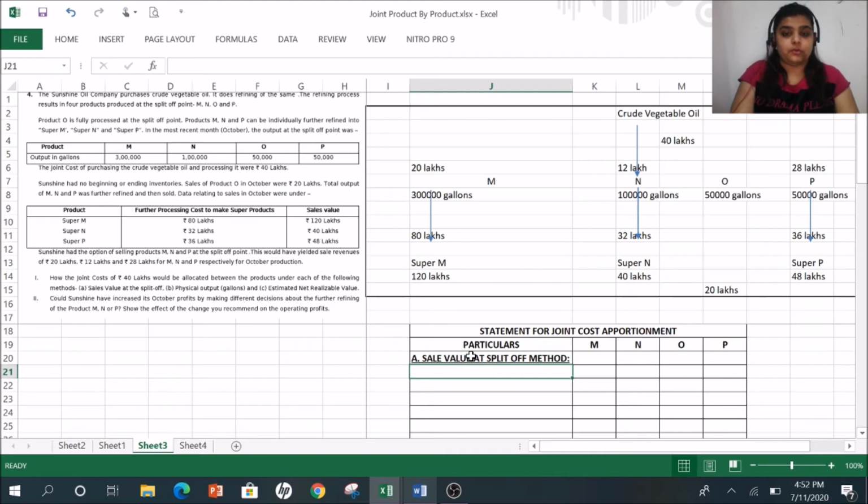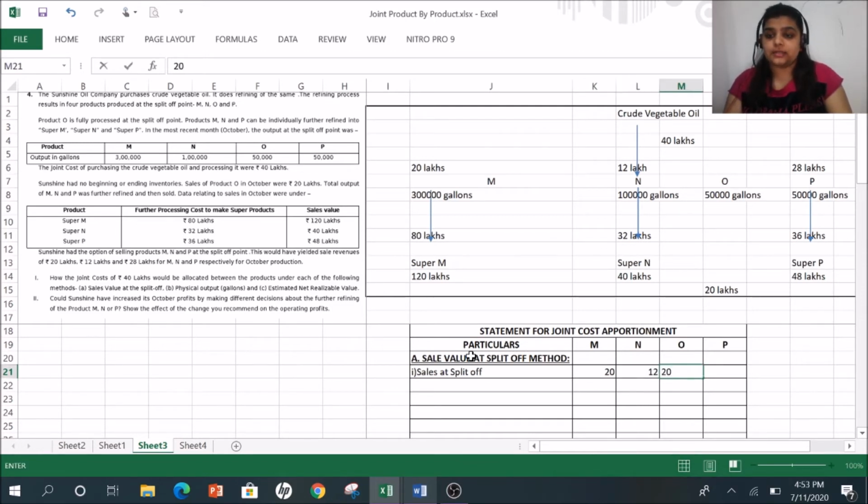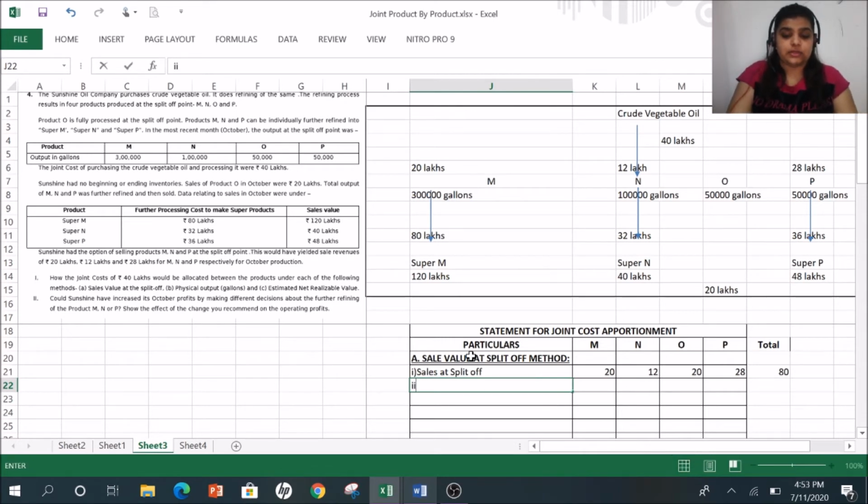So we are going to first write down the selling price or the sales at split off. Let me call it point number 1. Sales at split off is given to us as 20 lakhs. All the amounts are in lakhs. 12 lakhs. Since O is sold only at split off, 20 lakhs and 28 lakhs. I am also going to have a total column here because that makes my work easier. Total 80 lakhs.